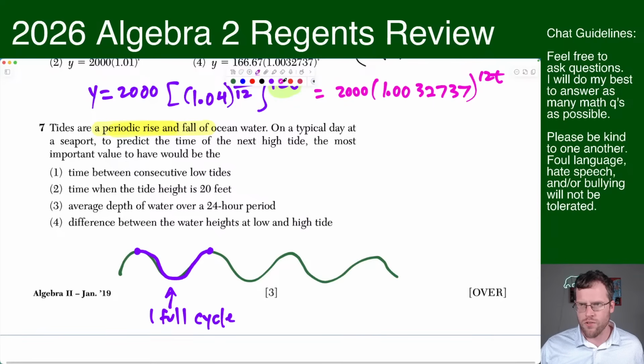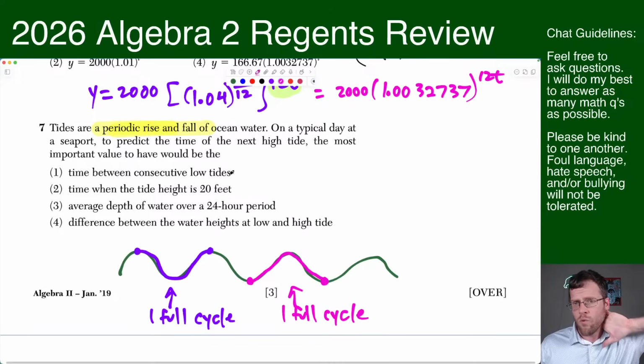Okay, and I could also draw it this way. I could start from the low point and go here like this. Make that a little neater. And this would be another over here. That would be one full cycle. Okay, so that's what we could look for.